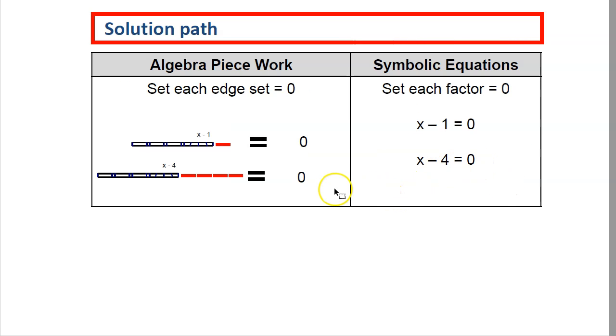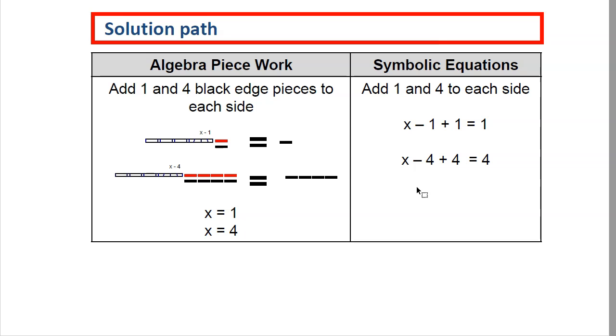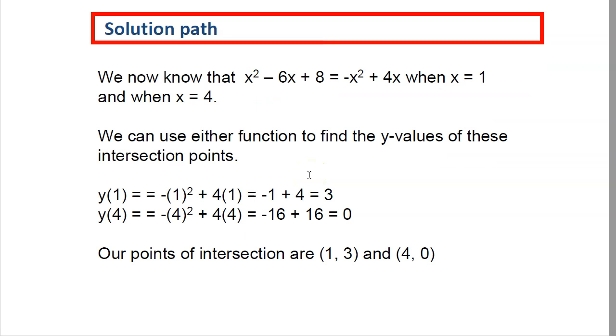Now we'll set each edge set equal to 0 with our pieces, and we'll set those factors equal to 0 symbolically. Then we'll simplify. We'll add 1 or 4 to each side symbolically, and those algebra pieces will add 1 or 4 black edges to each side. We now know that x squared minus 6x plus 8 equals negative x squared plus 4x when x is 1 and when x is 4.